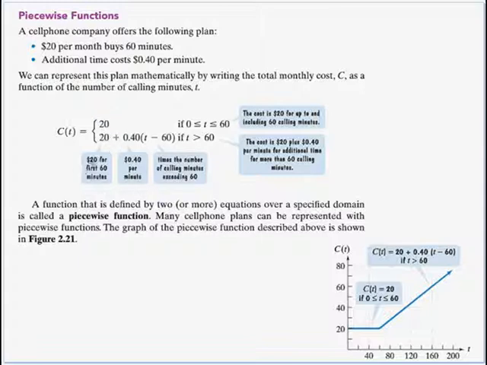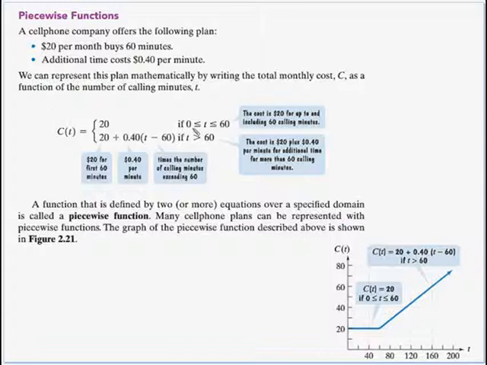After that, you start paying extra per minute. So it's 20 plus 40 cents per minute, or times the quantity, total minutes minus the 60 that we already paid for. And that's for all the minutes greater than 60. So a function that is defined by two or more equations over a specified domain is called a piecewise function. Many cell phone plans can be represented with these types of functions. And the graph of the piecewise function is shown here in the figure.